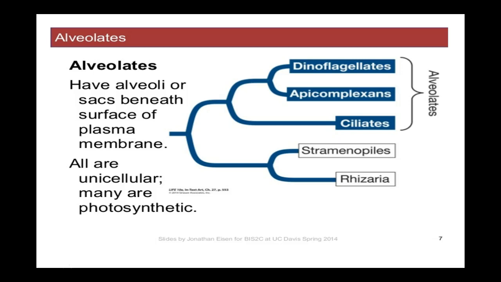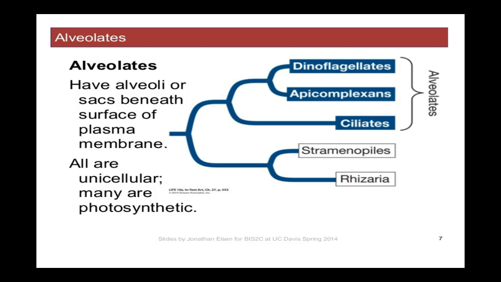The next group, the alveolates, have sacs beneath the surface of the plasma membrane. All are unicellular, and some are photosynthetic. You may not know this, but alveoli are what your lungs are made of. They have the ability to take oxygen in via your respiratory system, and that oxygen can then diffuse into the blood. So we have something in common, I guess you might say.